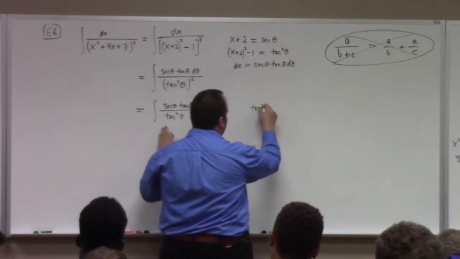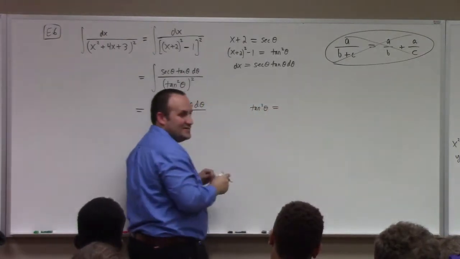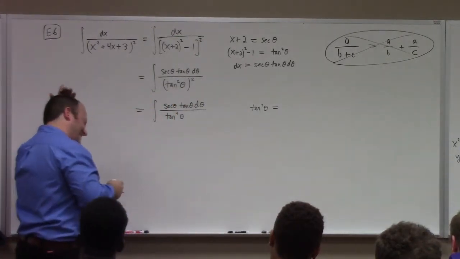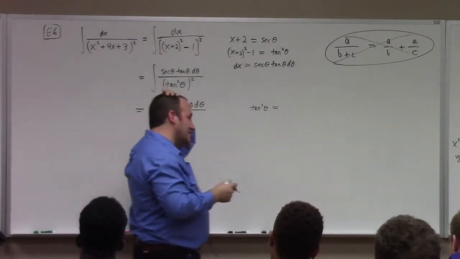Tangent squared, how is that related to secant squared? Tangent squared theta is what? It was secant squared theta minus 1. Secant squared theta minus 1.